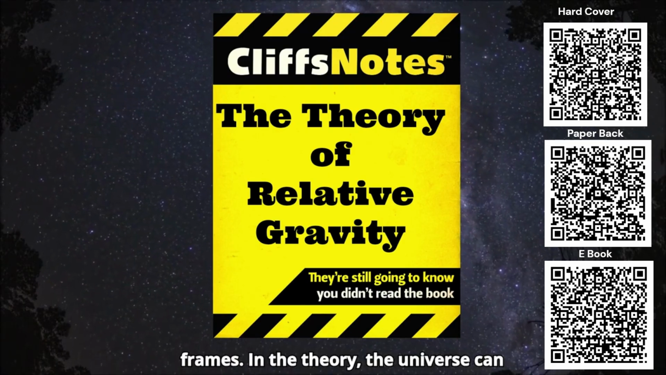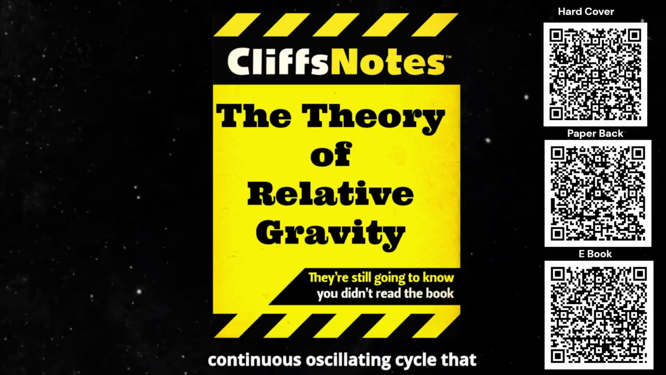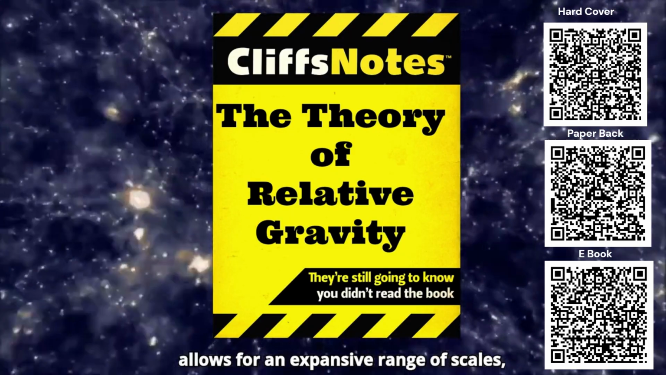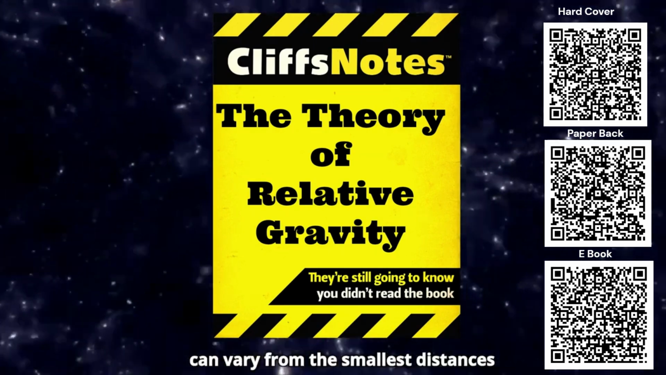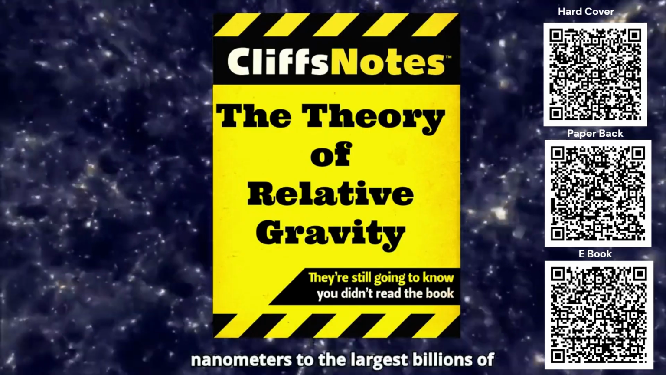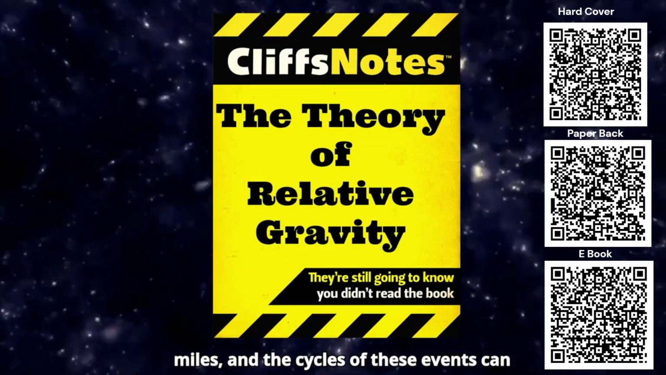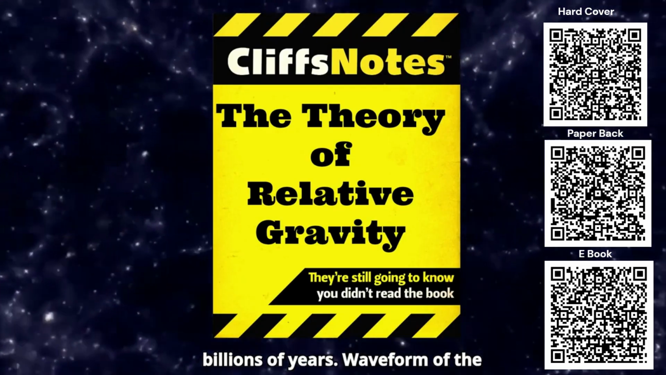In the theory, the universe can be thought of as a sinusoidal waveform, a continuous oscillating cycle that represents spatial time. This framework allows for an expansive range of scales, where the wavelengths of cosmic events can vary from the smallest distances, nanometers, to the largest, billions of miles, and the cycles of these events can range from trillionths of a second to billions of years.